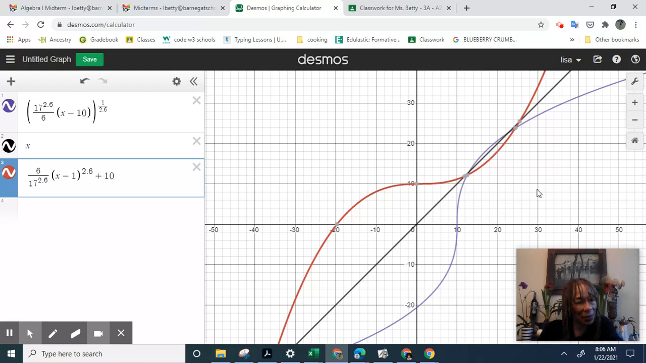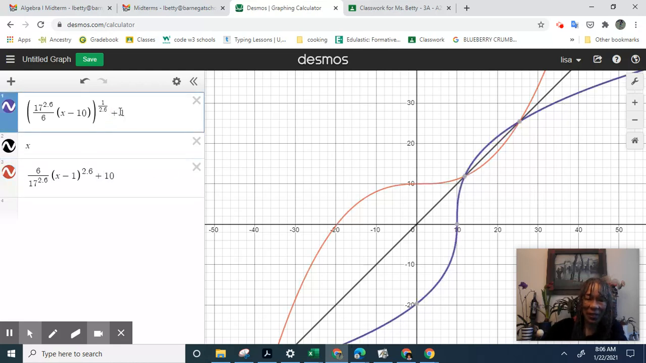It's close. I made a mistake. I forgot the plus 1. There we go. Now, they are completely symmetrical about the line, and I am all pleased. Life is good. Have a good day.